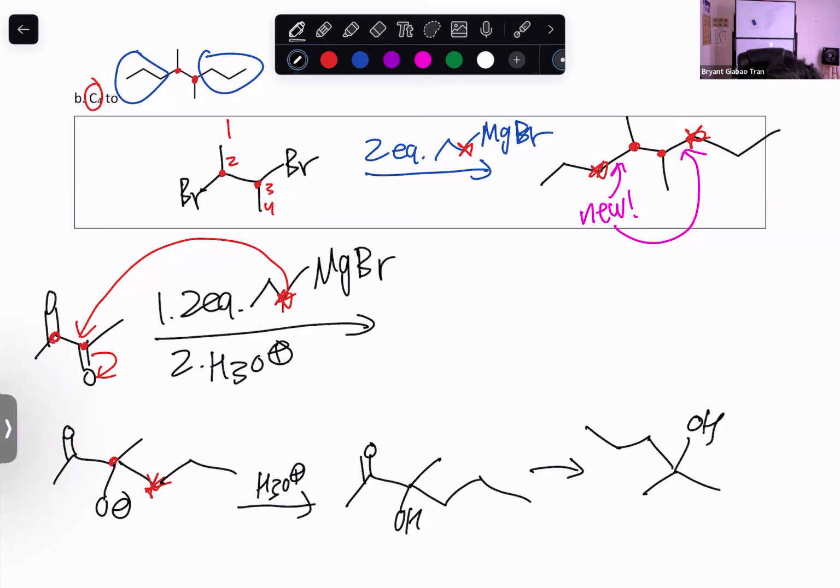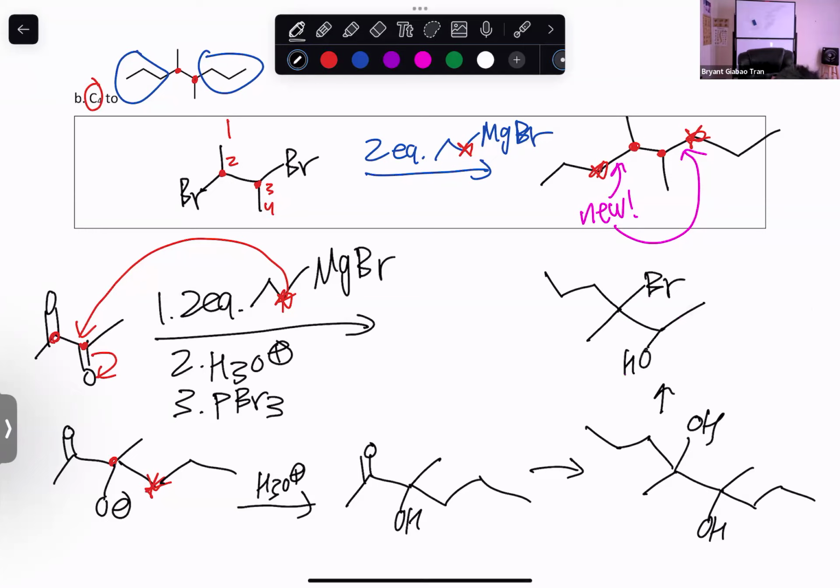1, 2, 3. OH, 1, 2, 3. And PBr3. And then he put PBr3 to convert those alcohols into bromines right here. And then he reduced these bromines down to alkane. I've never seen that happen before.